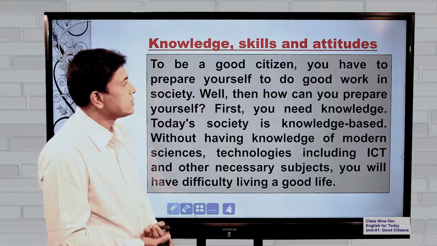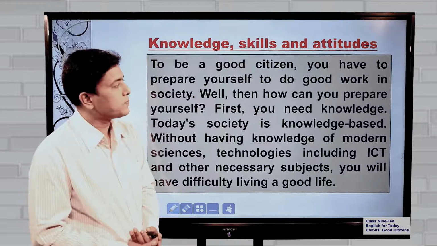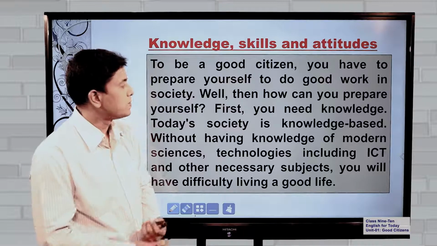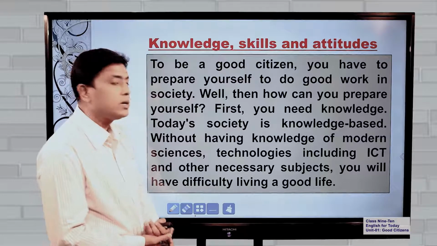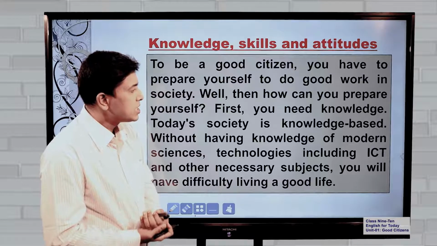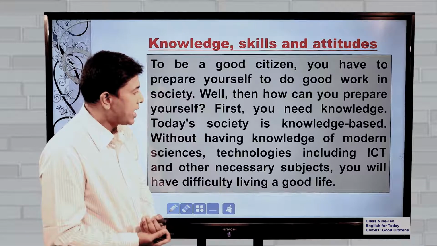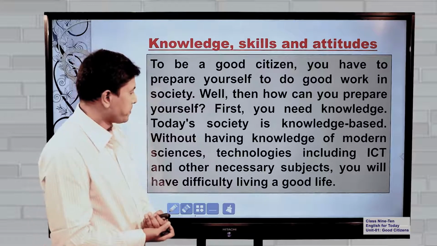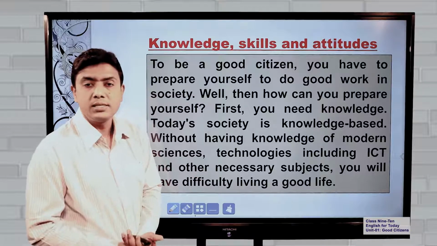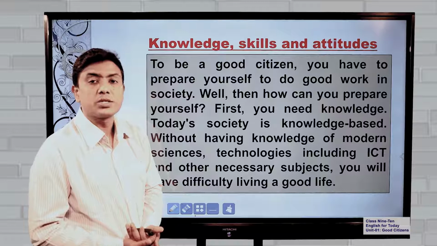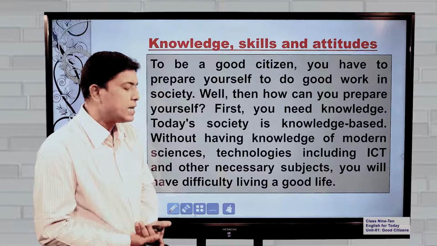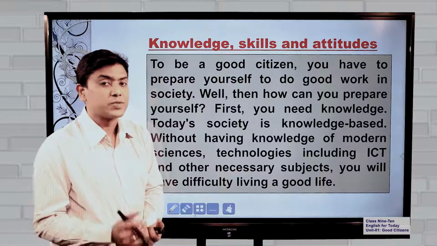To be a good citizen, you have to prepare yourself to do good work in society. Very important. You have to do some good work. Well, then how can you prepare yourself? You want to do good work, but you have to be prepared. How? First, you need knowledge. Today's society is knowledge-based. Without having knowledge of modern sciences, technologies, including ICT, which means Information and Communication Technology, and other necessary subjects, you will have difficulty living a good life. So knowledge is very important.